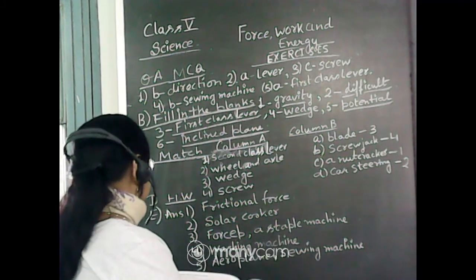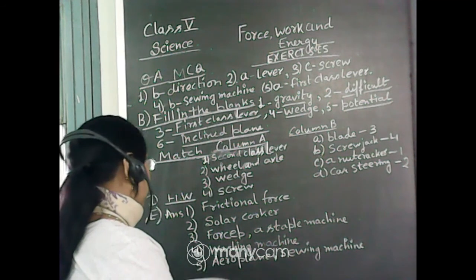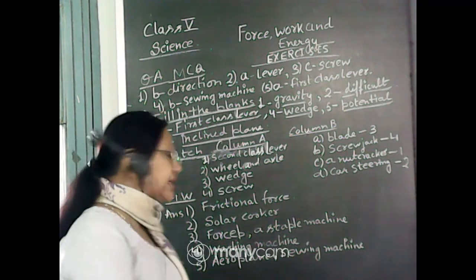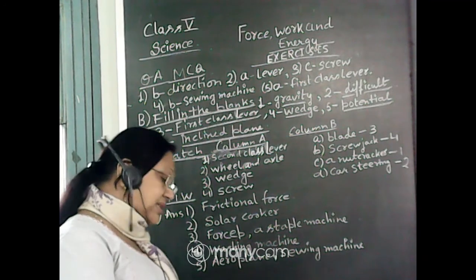Next one is the solar energy, solar cooker. Third is forceps, a simple machine, washing machine, and the fifth one, an example of a compound machine, is an aeroplane and sewing machine.